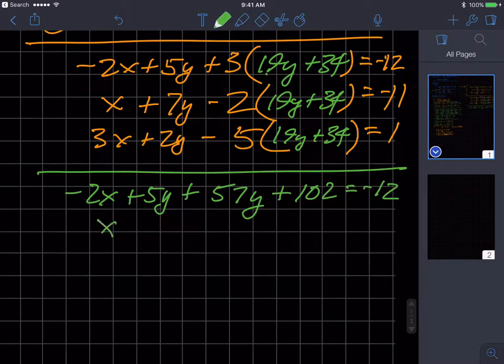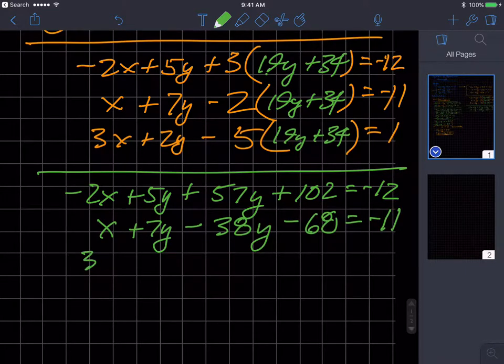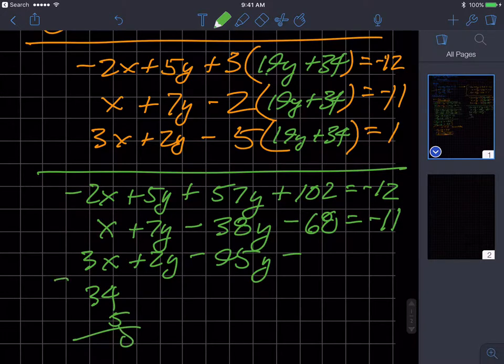And x plus 7y minus 38y minus 68 equals negative 11. And then 3x plus 2y minus 5 times 20 is 100 minus 5 is 95y. And then that one I'll have to do out. 34 times 5 is 170. And 170 equals 1.